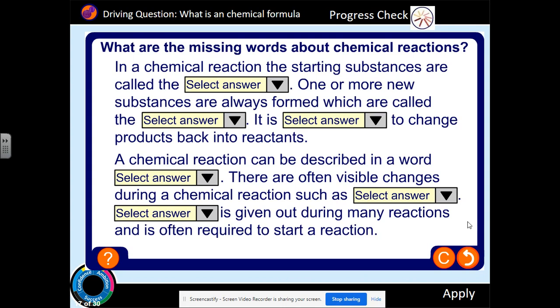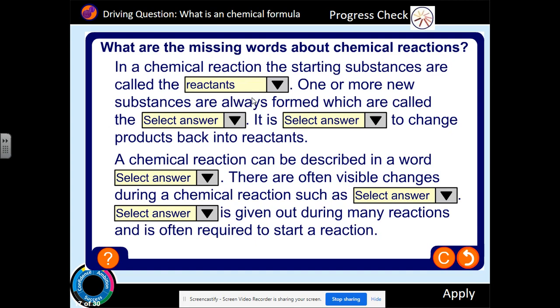In a chemical reaction, the starting substances are called the blank. What is the name given to the starting substances in a chemical reaction? Let's have a look. Is it reactants, equations, or products? Let's go with reactants.